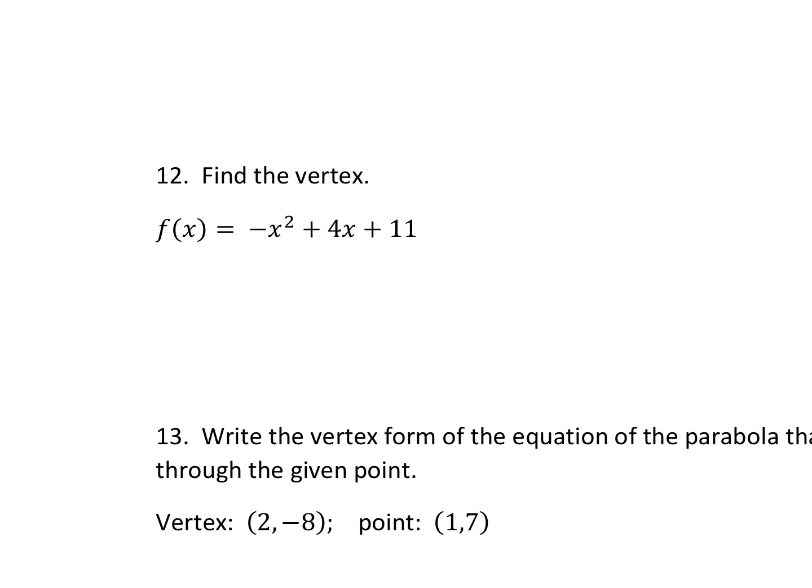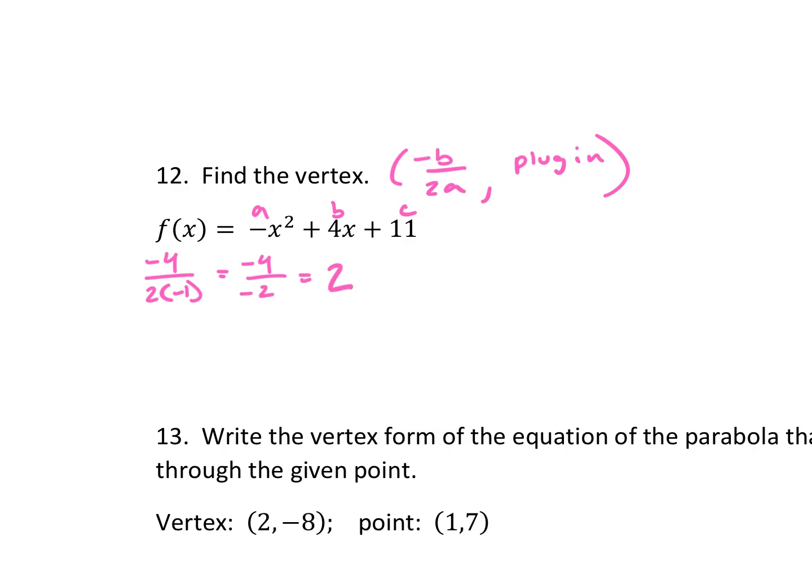So to find the vertex, we're going to use the formula negative b over 2a. And then we plug it in to find the y. So this is our a, b, and c. Negative 4 over 2 times negative 1 is negative 4 over negative 2, which simplifies to what? 2. Plug it in to find the y, or your k.